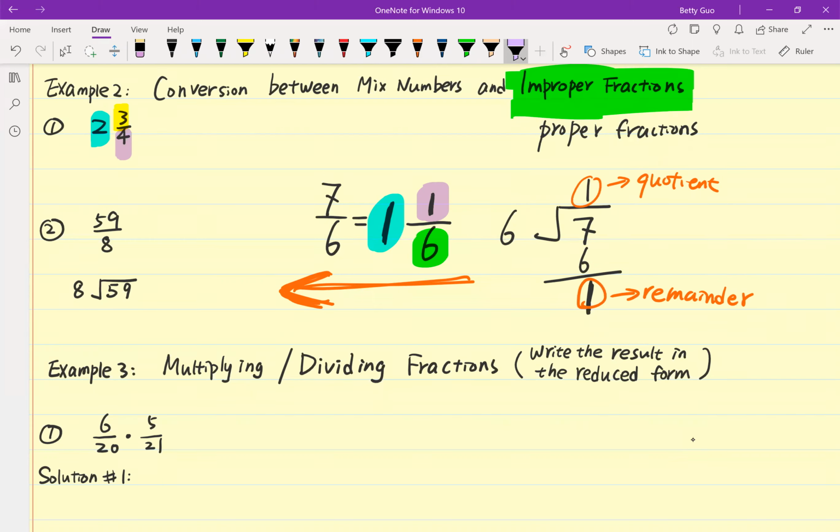And let's see what we have. 1 times 6 is 6. 6 added to 1, we have 7. So we end up with 7 over 6. Is that clear? Any questions? Okay, let's see the two problems here.